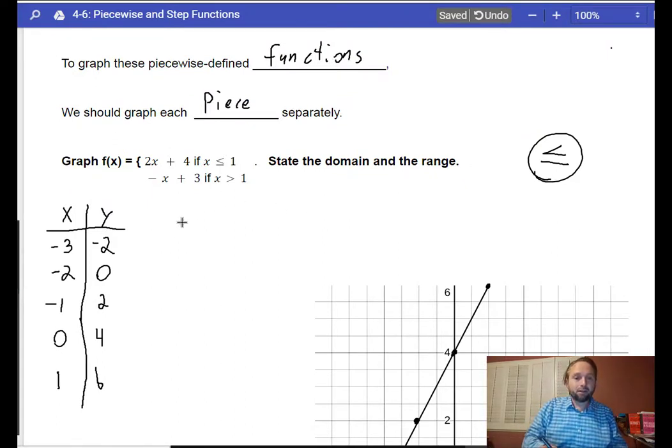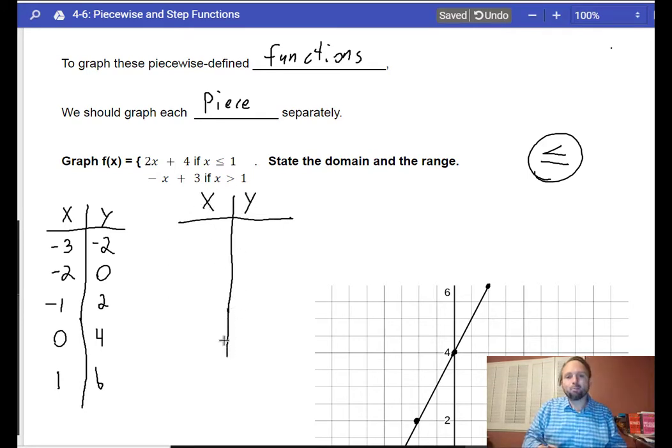So once again, we just create our t-table, our XY t-table, our input-output t-table, and it says greater than 1. So let's put 2, 3, 4. If we plugged in 2, -2 plus 3 is 1. If we plugged in 3, -3 plus 3 is 0. If we plugged in 4, -4 plus 3 is -1. But we want to get to 1, but not include it. So we have to plug in 1. So if we plugged in 1, -1 plus 3 would give us 2.